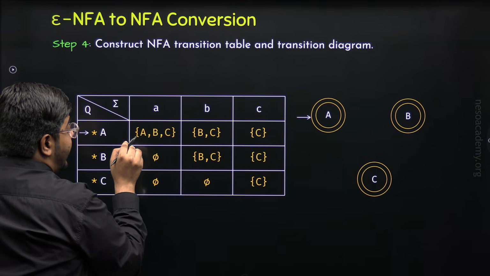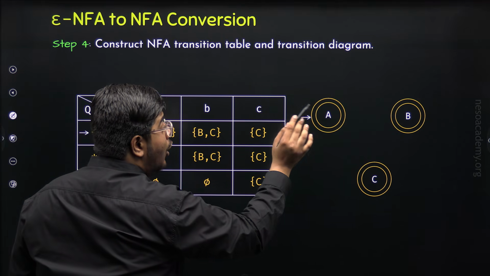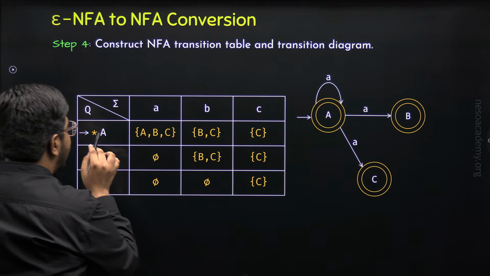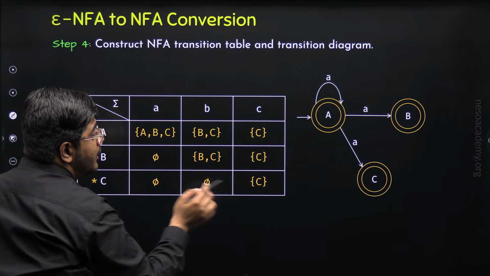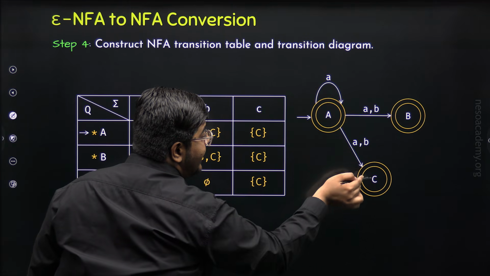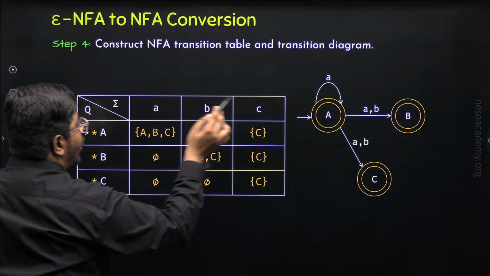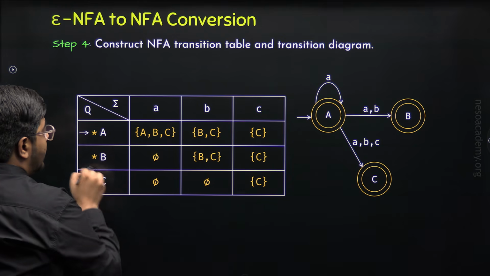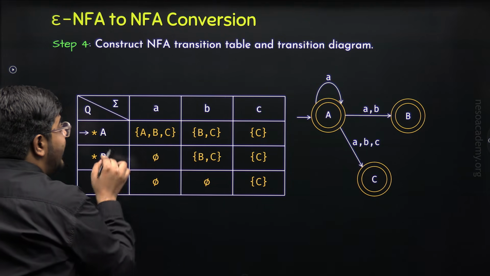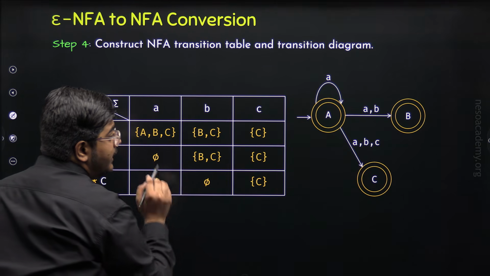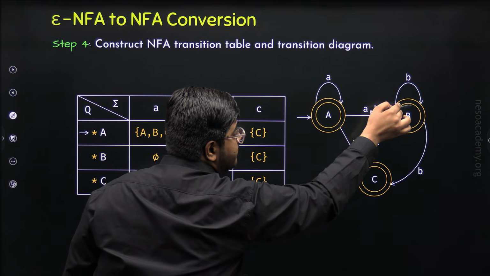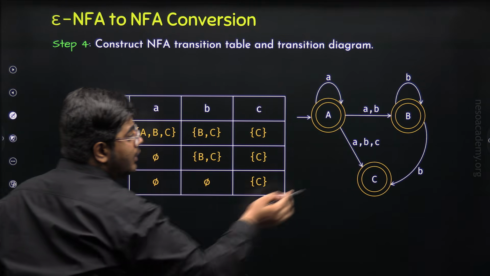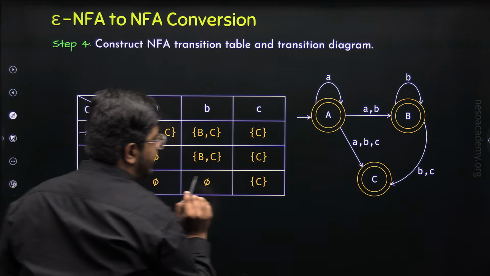A on a gives A, B, and C. So A on the input symbol a gives A, B, and C. A on b gives B and C. So A on b gives B and C. A on c gives only C. So A on c only gives C. B on a gives nothing. B on b gives B and C. So B on b gives B and C. B on c gives C. So B on c gives C.